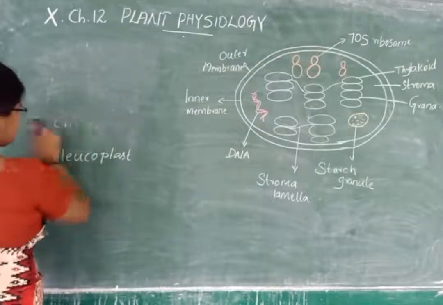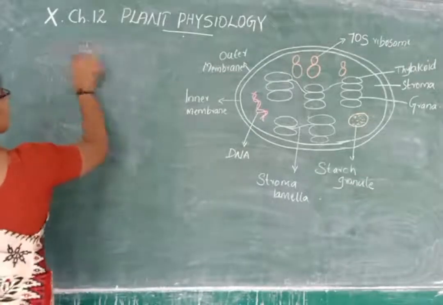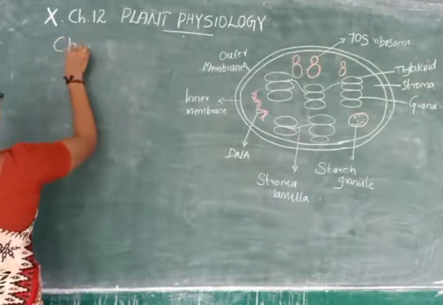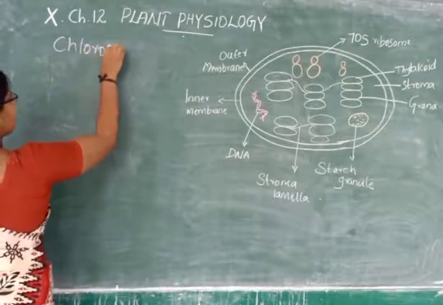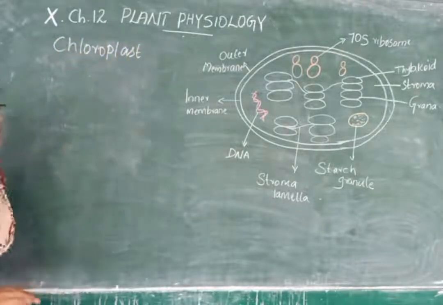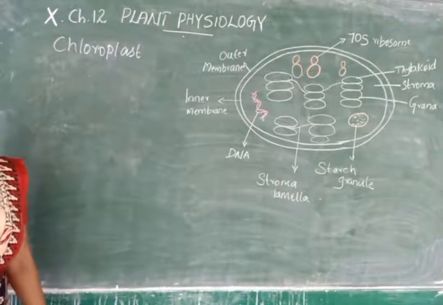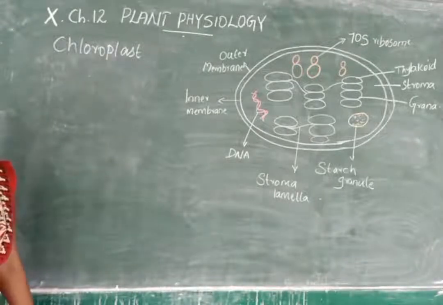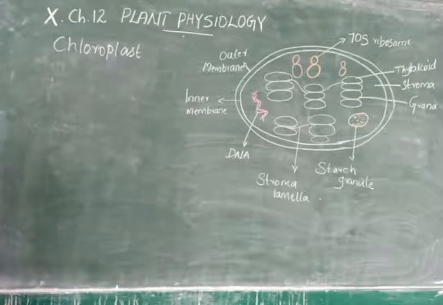For photosynthesis, chloroplast is an essential organelle. Chloroplast is also a double membrane bounded organelle having an outer and inner envelope. Chloroplast contains the pigment that is responsible for the process of photosynthesis.